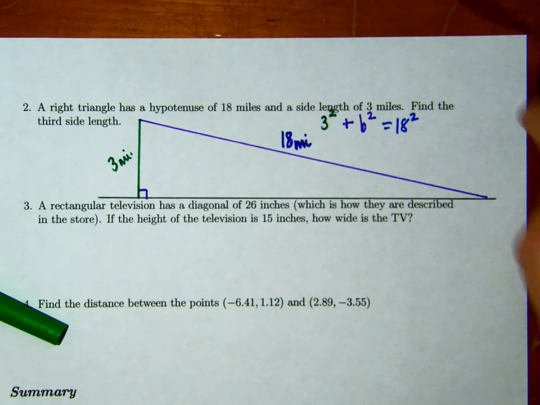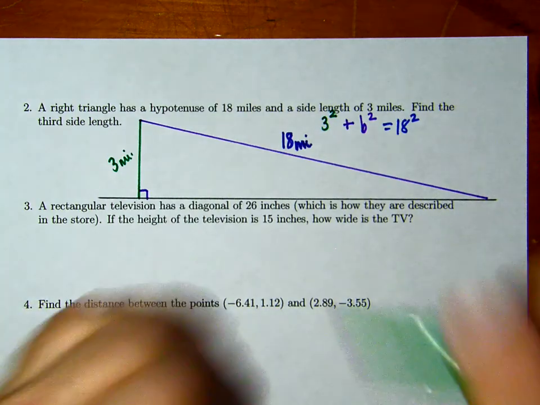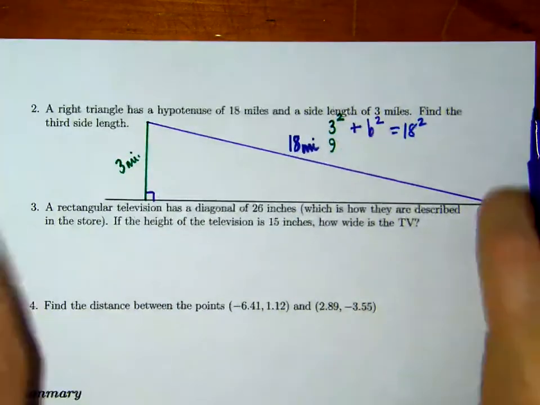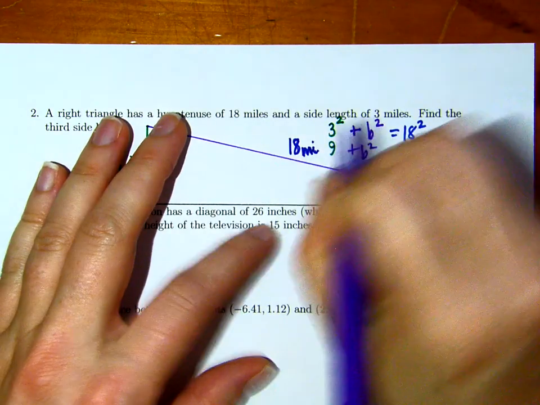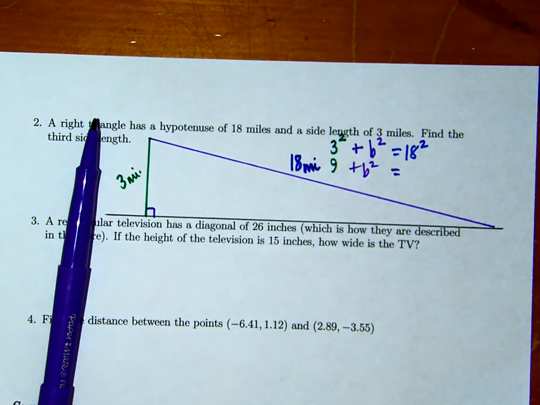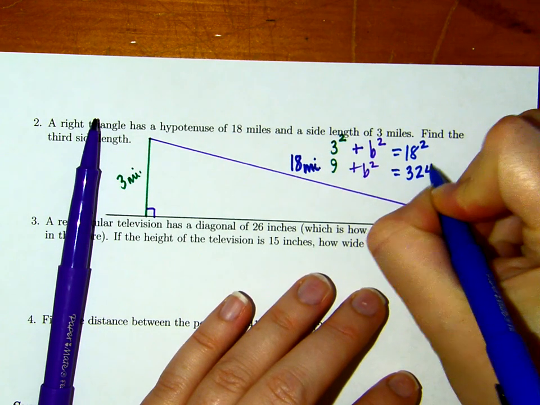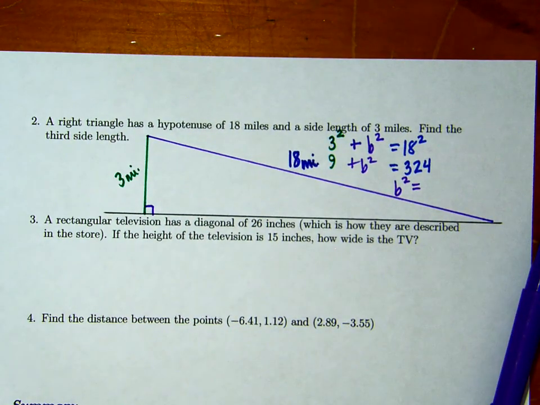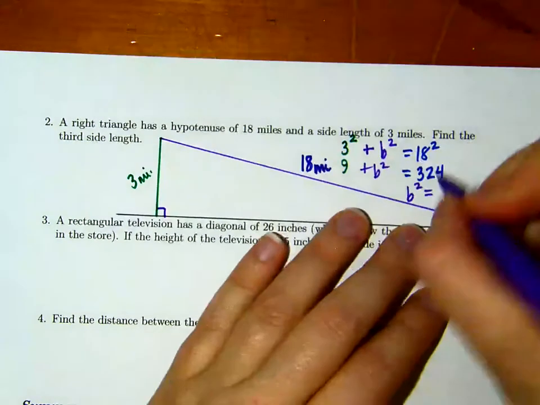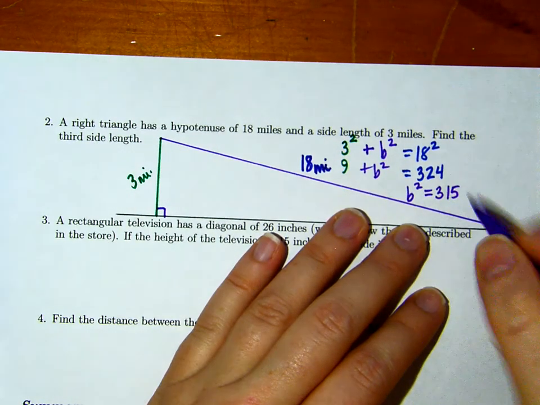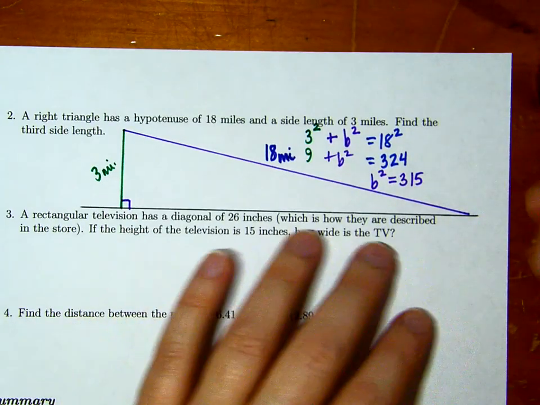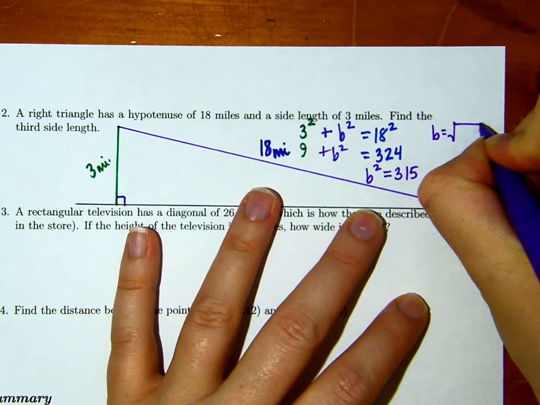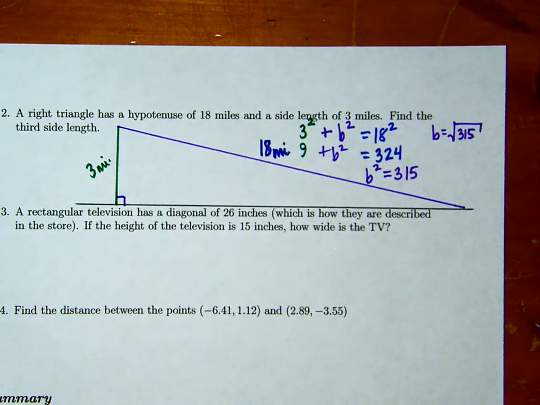18 is actually the longest because it's the hypotenuse. Okay, so that means 3 squared is 9. 9 plus b squared is equal to, insert large number here, 18 squared is 324. That means b squared has to be equal to 324 take away 9, which is 315. And then last but not least, we take the square root of it. Okay, so take the square root of that.